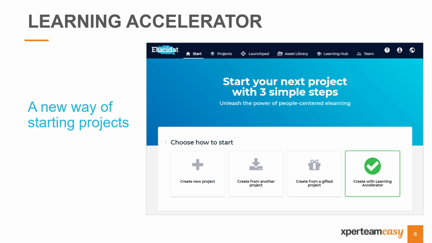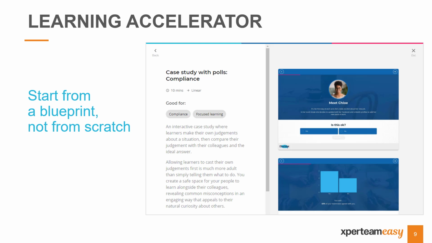So essentially, rather than starting a project from scratch and having to think about the learning design, you know, things like, how should I structure this content? Which page type should I use? How can I make sure it's engaging? Instead of having to think about all of those things yourself, you can actually choose to start a project from a pre-made blueprint so that quality learning design is actually baked in for you, and you just have to concentrate on the content. Elucidat will automatically recommend the best blueprints for your project, based on your project goals and needs.